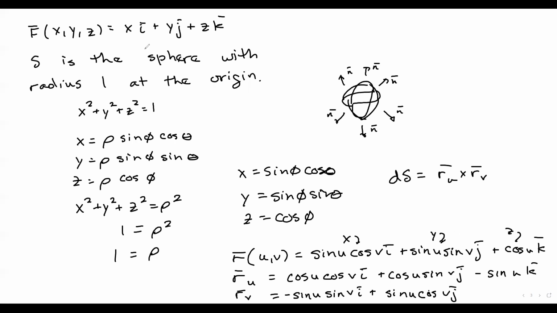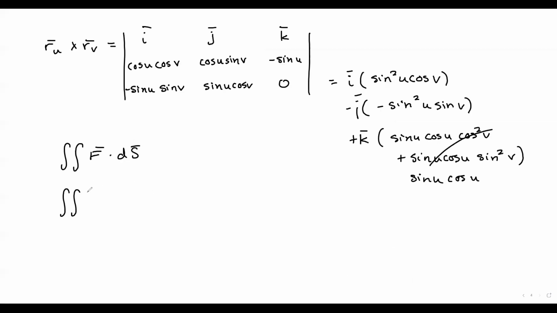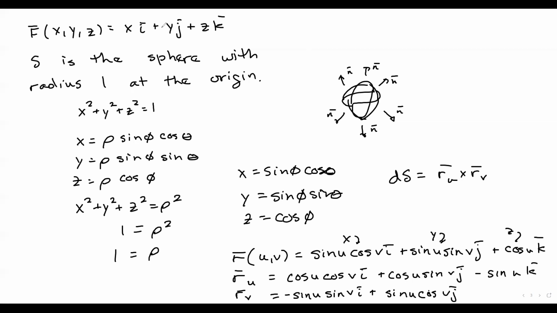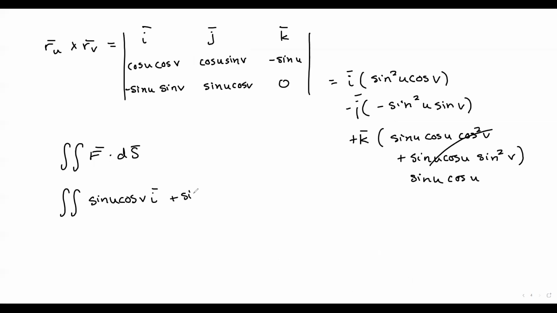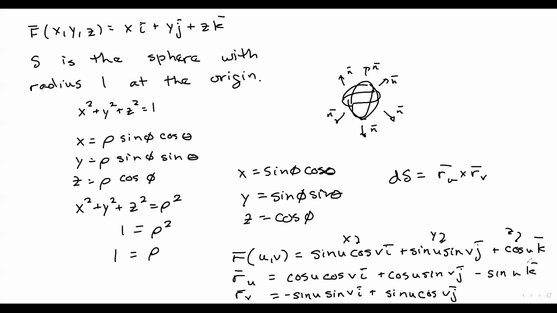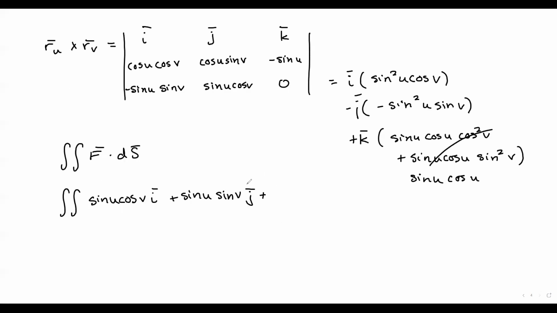All right, so looking over here, what are we going to have? We're taking this and putting it where the X is. We're taking this and putting it where the Y is. And we're taking this and putting it where the Z is, and they're just right in order. Very simple. So we're going to have sine U cosine V I. And then next is yJ. So y is sine U sine V. We'll have sine U sine V J. And then next we have zK, and z is cosine U, so we're going to have cosine U K.